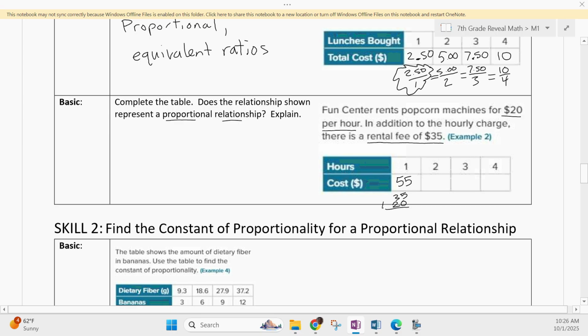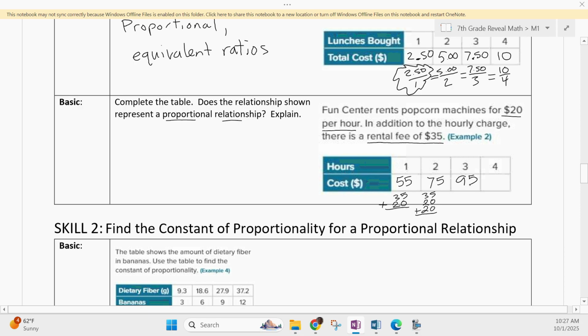Okay? Anybody have the next one? Brent? 75. So, right, you still have to pay that 35 plus the $20 for the first hour plus the $20 for the second hour. All right? But 35 only happens once. All right, and then we have what, Connor?